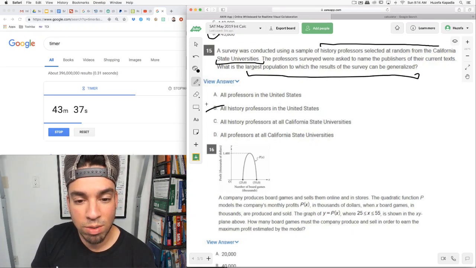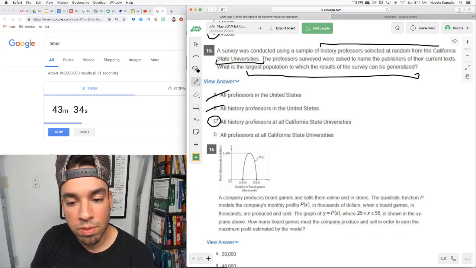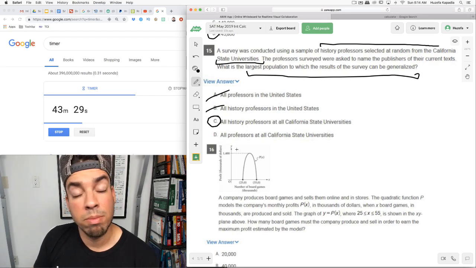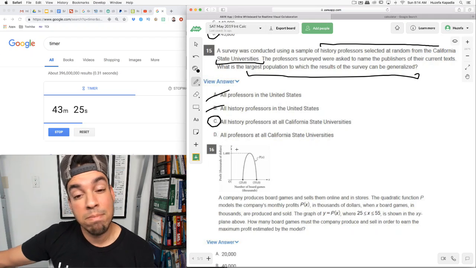No, that's way too broad. I would say this: all professors at, no, I can't say California because they only did it from history. So it's just not right to extend it beyond that.